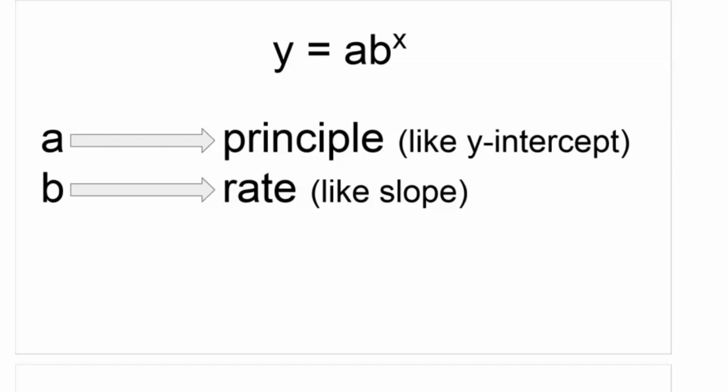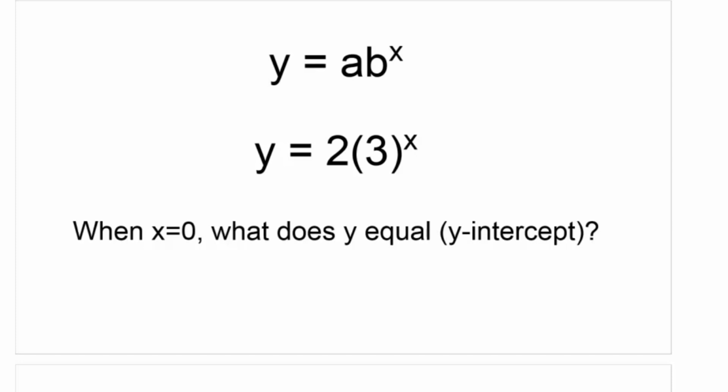So in our table example previously, where we were multiplying by 3 over and over and over, then in our equation, b would be 3. And here is that example of that equation. So when we were multiplying by 3 over and over, that means the b value was 3. And then the a value was 2 because when x was 0 in our table, y was 2.